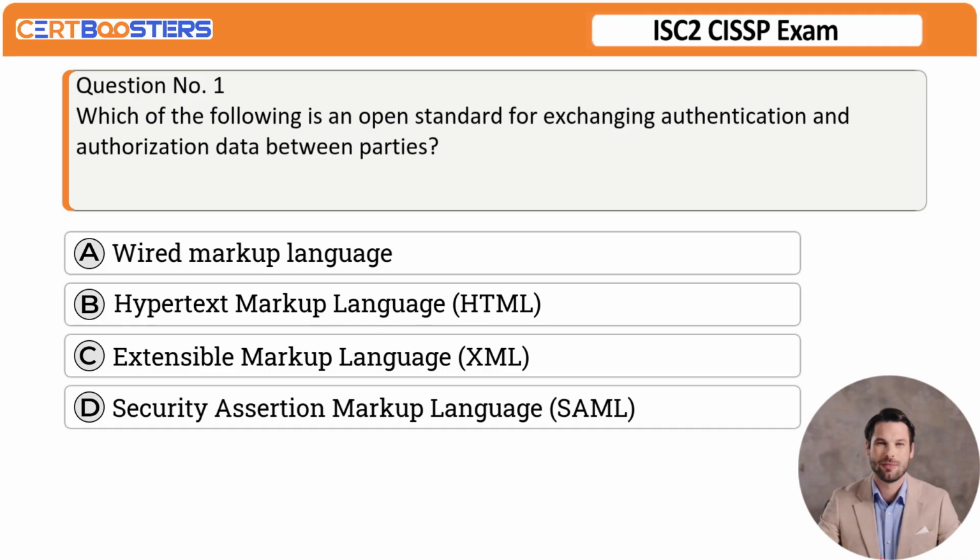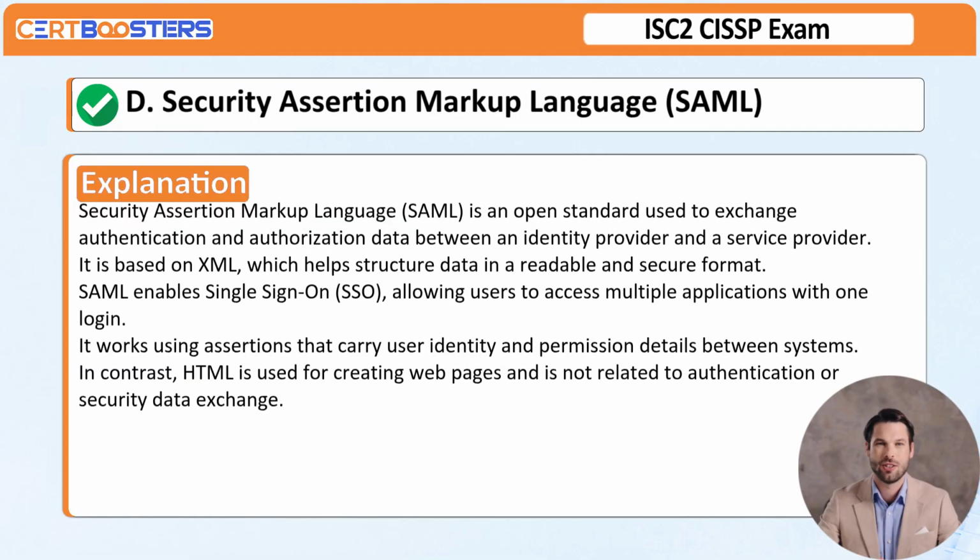Question number 1. Which of the following is an open standard for exchanging authentication and authorization data between parties? A. Wired markup language. B. Hypertext markup language, HTML. C. Extensible markup language, XML. D. Security assertion markup language, SAML. Answer: D. Security assertion markup language, SAML.